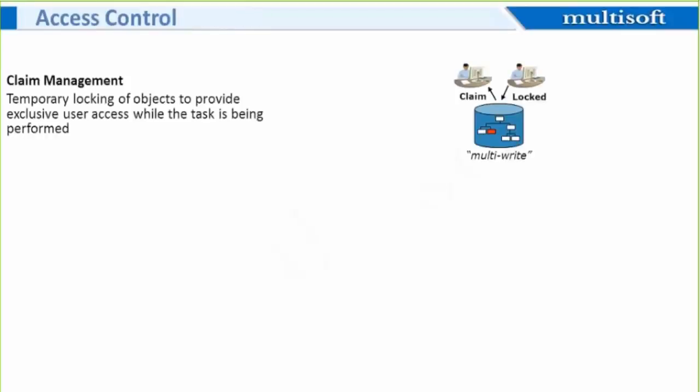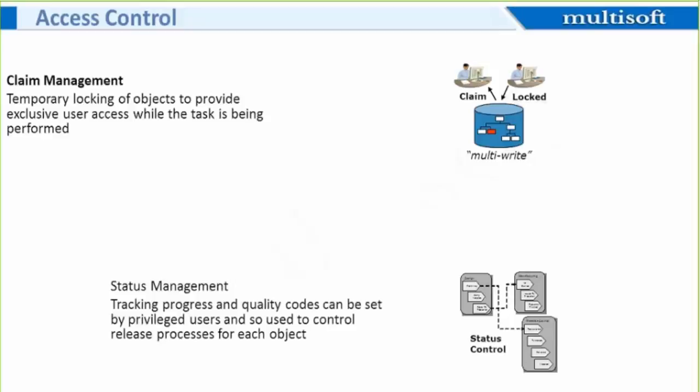Now, after the consistency, PDMS also takes care of the access control and security of the project. So the first level of control is the access by the username. Every user is assigned a username and password with which he has to log in to PDMS. The next level is the claim management basically. Claim management is like the PDMS items are temporarily locked to provide exclusive user access while the task is being performed so that no other user can change the object.